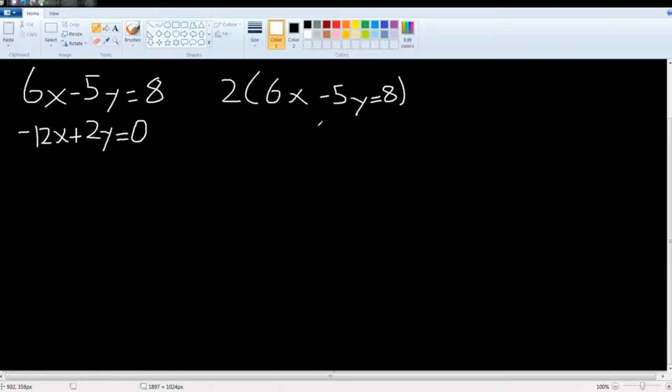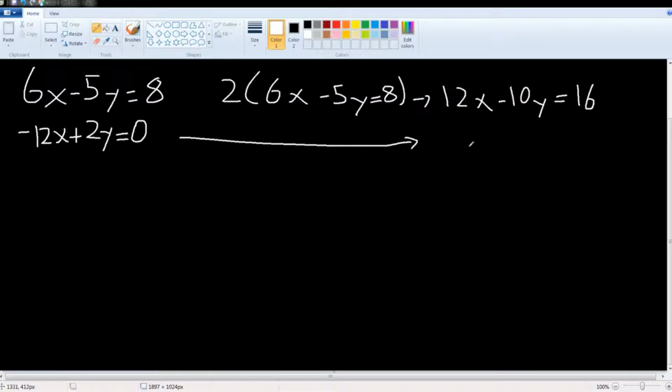And we can do that because as long as these two sides are still equal, we can do anything to these sides as long as it's the same thing to each side. So then we get 12x minus 10y is equal to 16, right? So this equation still just comes along for the ride. Negative 12x plus 2y is equal to 0.